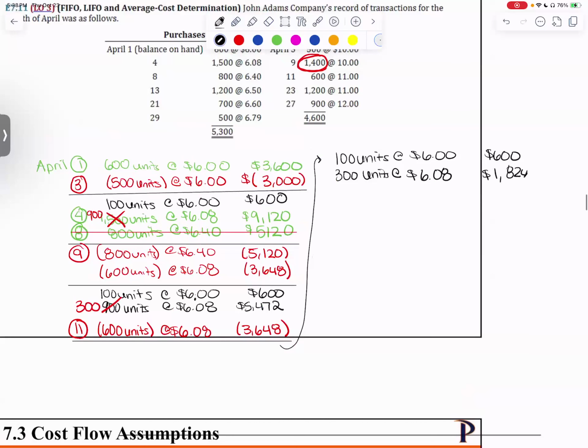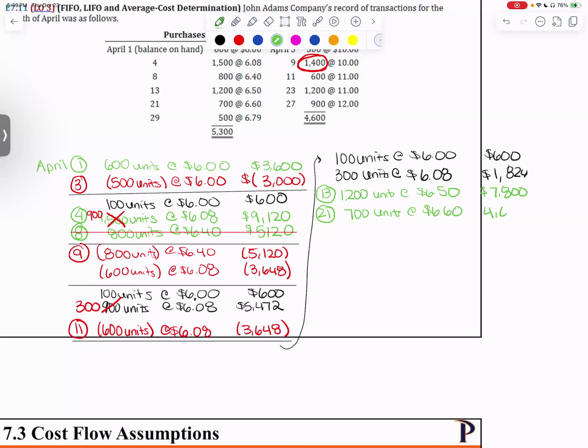Next up on our calendar, we have two additional purchases, one on the 13th and another on the 21st. On the 13th, we buy 1,200 units at $6.50 for a total cost of 7,800. And our purchase on the 21st was for 700 units at $6.60 for a total cost of 4,620.